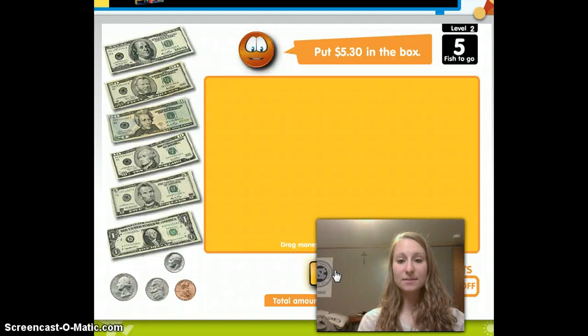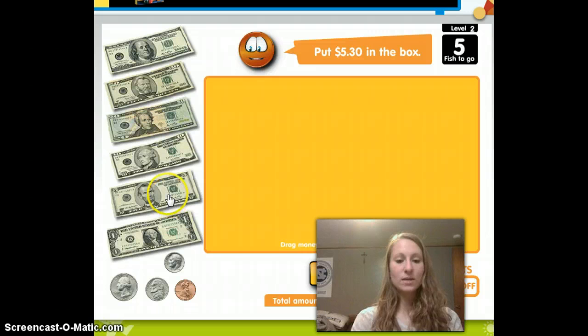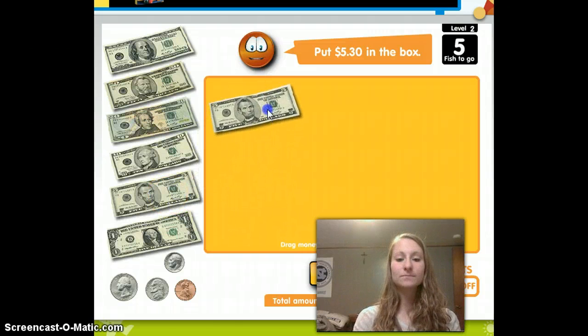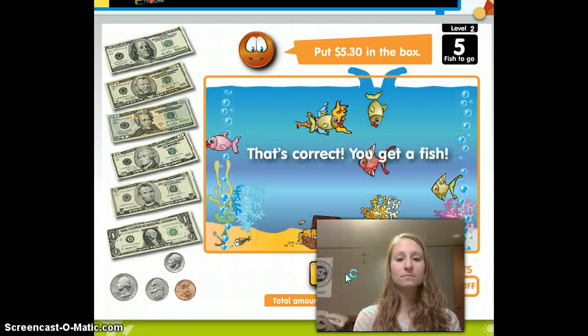$5.30. So we can use our $5 bill, or you could use 5 ones. But since we have a 5, we'll use that because it's just easier. And then we need 30 cents. What do you want? Yeah, you could use 3 dimes. What's another way you can do it? Right, a quarter and a nickel.